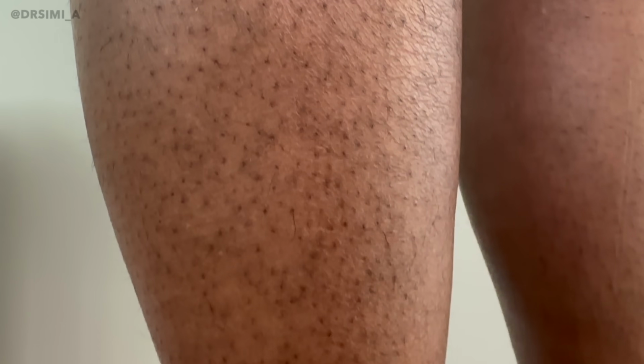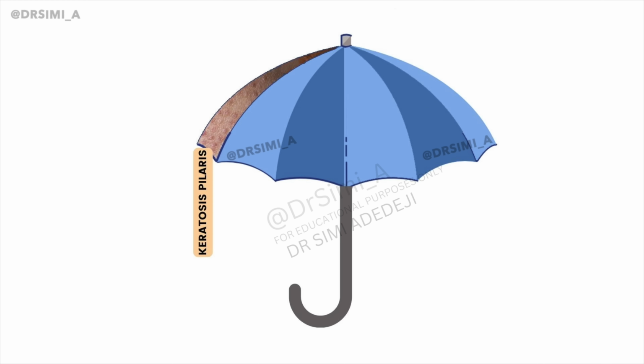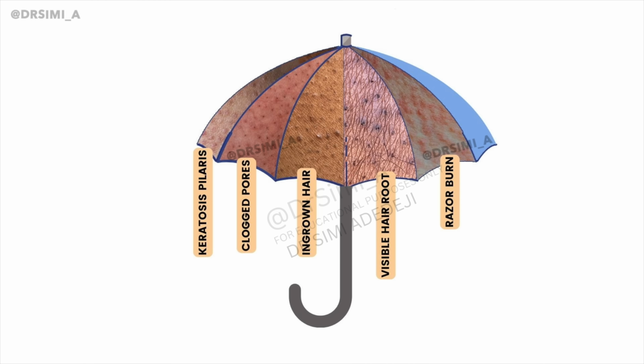In today's video we're going to be talking about strawberry skin. Strawberry skin is a made-up term. It's not a medical condition. It's actually an umbrella term used for different skin concerns that can give that dotted appearance to the skin.